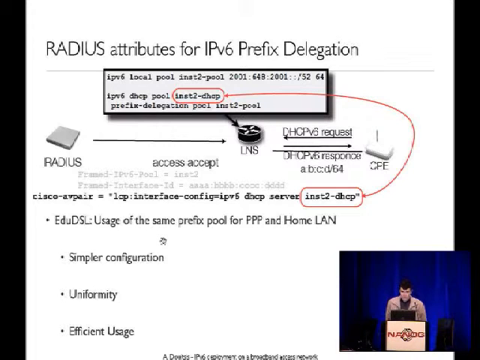Okay, that way we're using the same IPv6 local prefix pool, like I said before, both for the WAN and for the LAN. And this, of course, results in simpler configuration, uniformity, and more efficient usage of the available address prefixes that we have at our disposal.